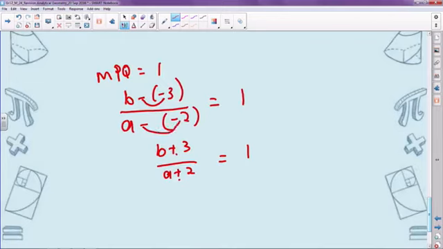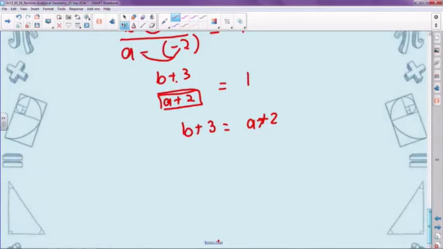I'm going to then times both sides by the a plus 2, so find an LCD, so I get b plus 3 is equal to a plus 2 by multiplying both sides by my denominator. Therefore, b is going to be equal to a minus 1. How did I get that? I took the plus 3 over to the right-hand side. It became a negative 3. Negative 3 plus 2 is minus 1. We'll call that equation 2.